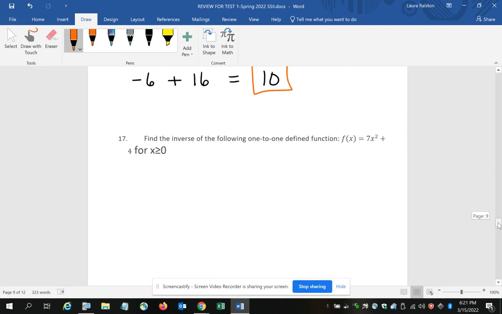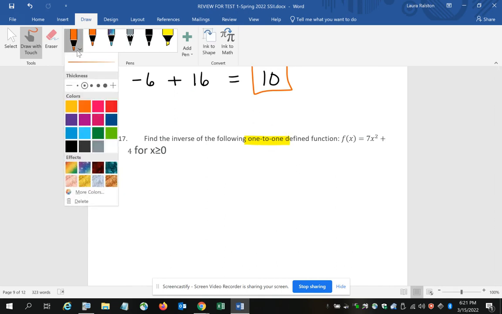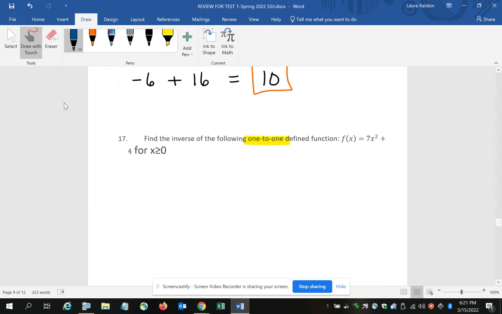Okay, number 17. It says find the inverse of the following one-to-one defined function. Okay, it's important to note that you have a one-to-one function, and it tells you that in the problem. And so we want to find its inverse. And again, it's a process.